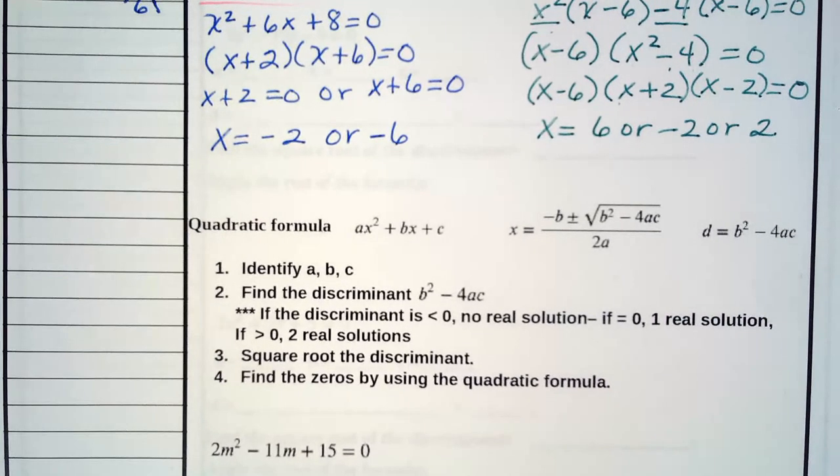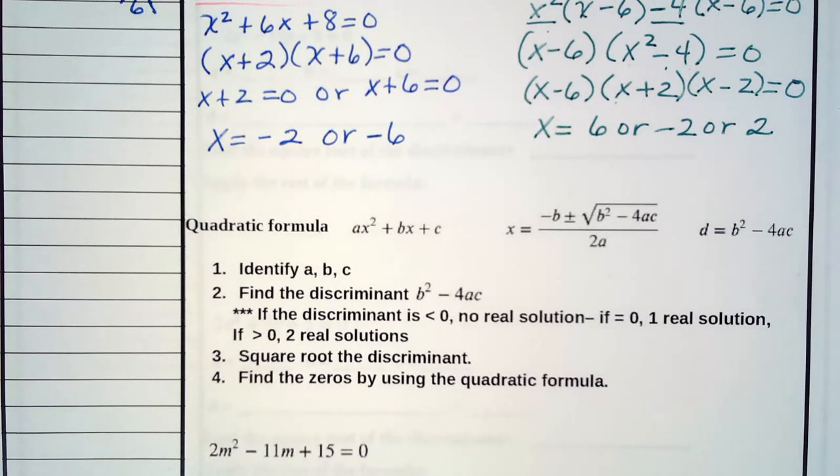Now, when you get ready to use that quadratic formula, you need to identify a, b, and c. Next, find that discriminant. That discriminant will tell you if you even have an answer. So if it's less than 0, there's no real solution. If it's equal to 0, there's one real solution. If it is greater than 0, 2 real solutions.